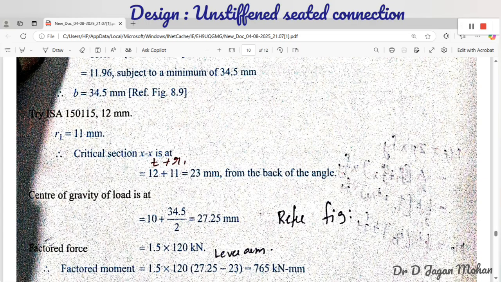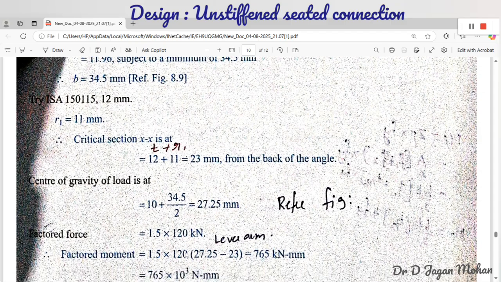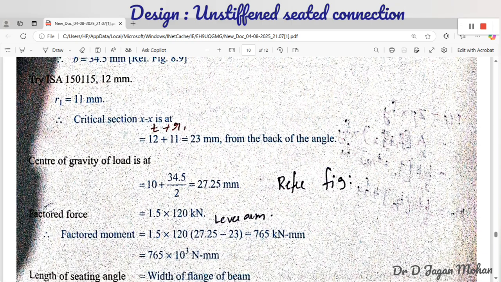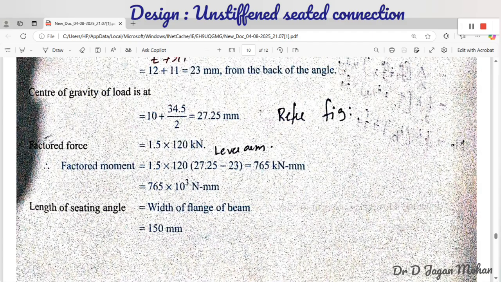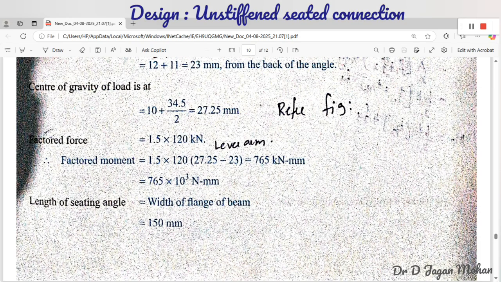This one. Now you consider the factored shear force. So partial safety factor 1.5. This is the occurring service shear force 120 kilonewton. So the force into distance will give the moment at the critical section. So this is 1.5 into 120. This is the force. And the eccentricity of that force 27.5 minus this 23, the distance to the critical section, this one. So the moment is 765 kilonewton millimeter, this one.